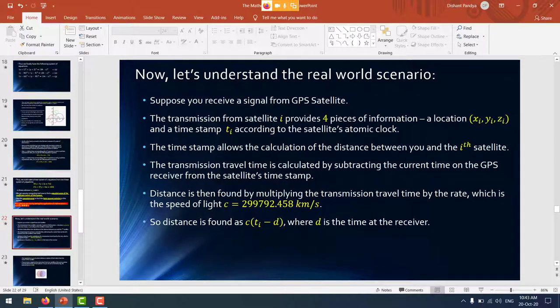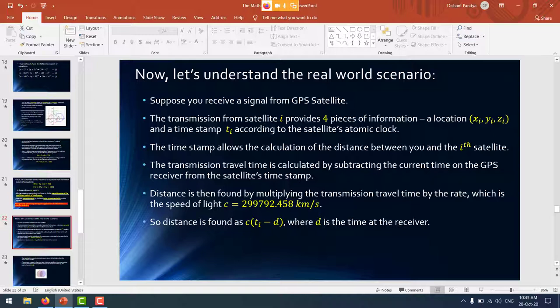When you have an actual GPS satellite, when you receive a signal into your device, okay. Now let me consider here a number of satellites, okay. First of all, how do we have this information? Basically the transmission from the ith satellite provides pieces of information: a location, that is xi, yi, zi. See, now you have x, y and z, that is height, okay, and a timestamp, when that signal was sent, when it has been received by the user, okay. So timestamp is also important. So basically now you see that you work with a four dimensional structure x, y, z and t, okay.